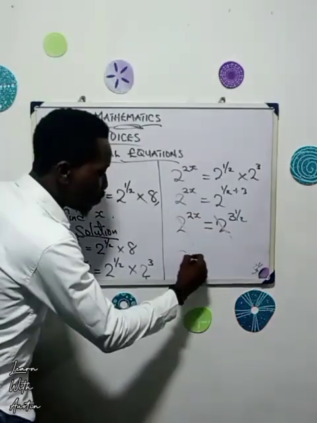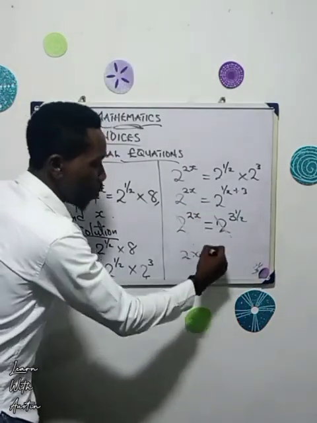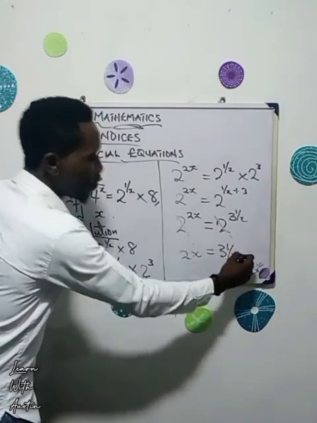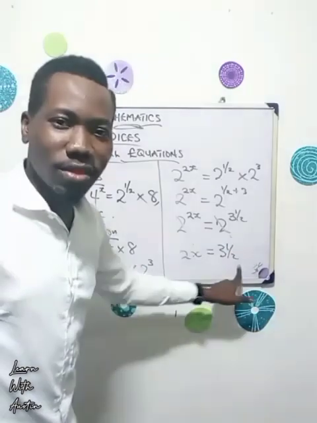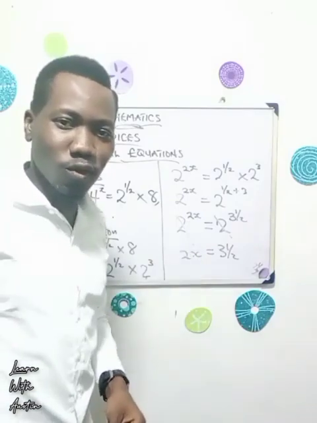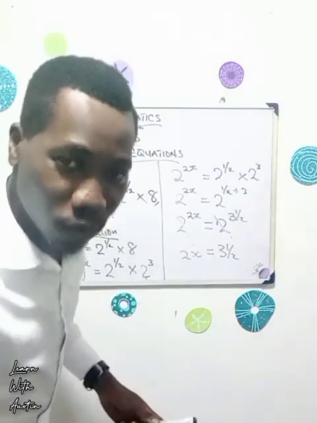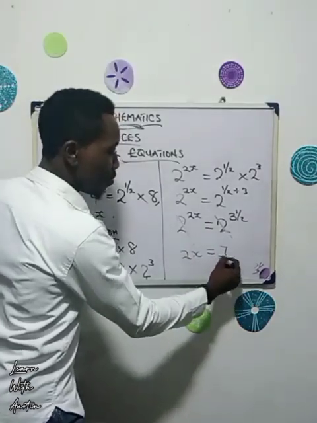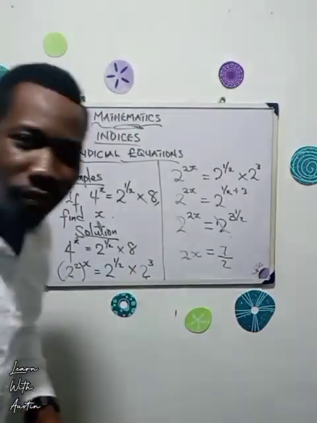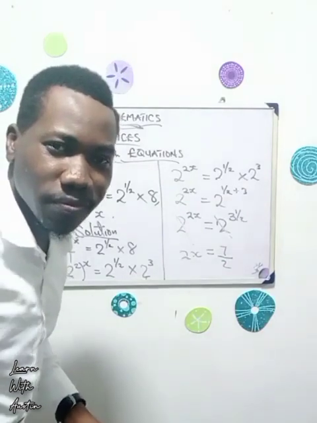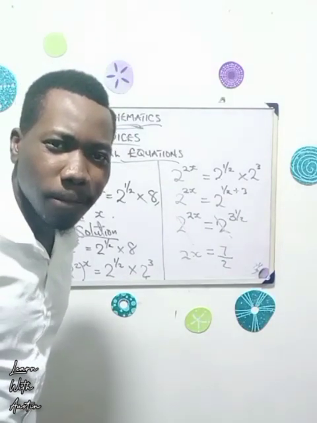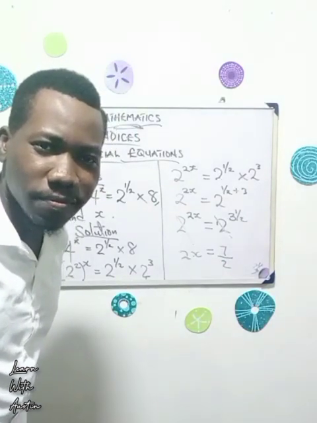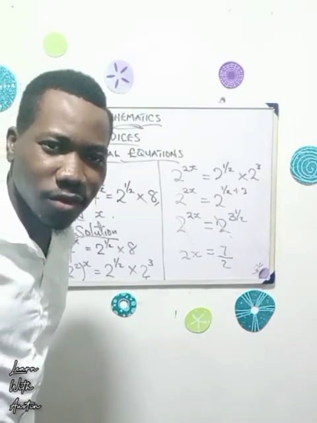So you are going to have 2x equal to 3.5. Now at this point, what are we going to do? Don't forget 3.5 is the same thing as 7 over 2, maybe you want to express it as 7 over 2 still. So what are we going to do? Divide both sides by 2.